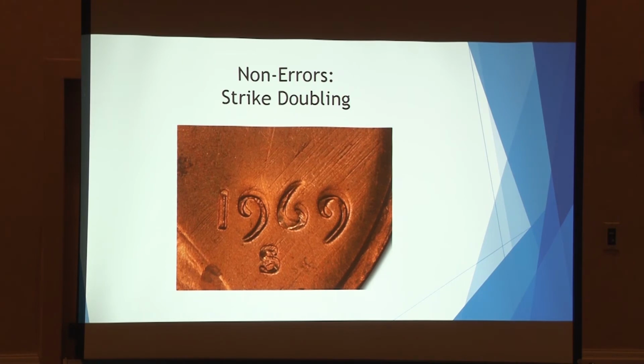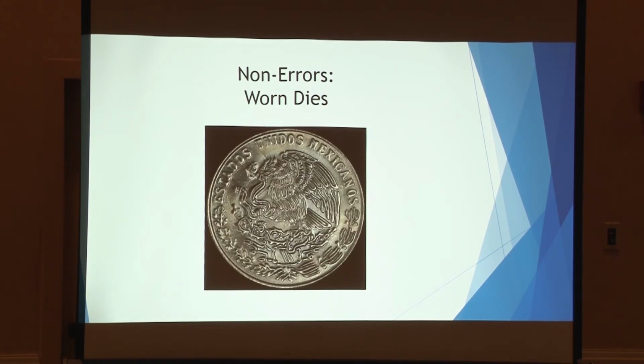And basically something like a 69S, hundreds a year. So worn dies are not errors or varieties. They basically are considered acceptable. And as a die strikes coins, it gets hot. It's basically melting the surface of the die.